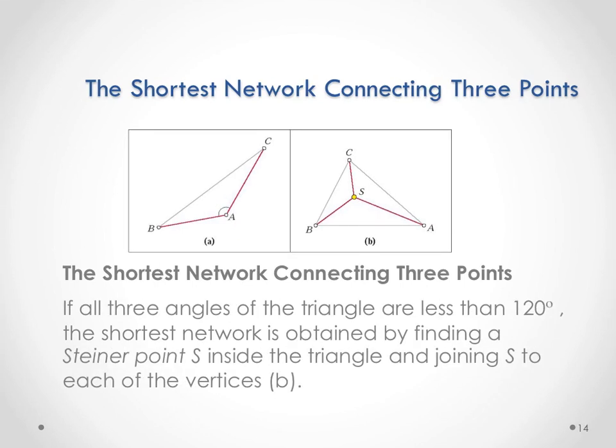So if you look at figure B, again, this triangle, the center point between the three, the center point is the Steiner point, and it represents the most optimal method in this particular example.